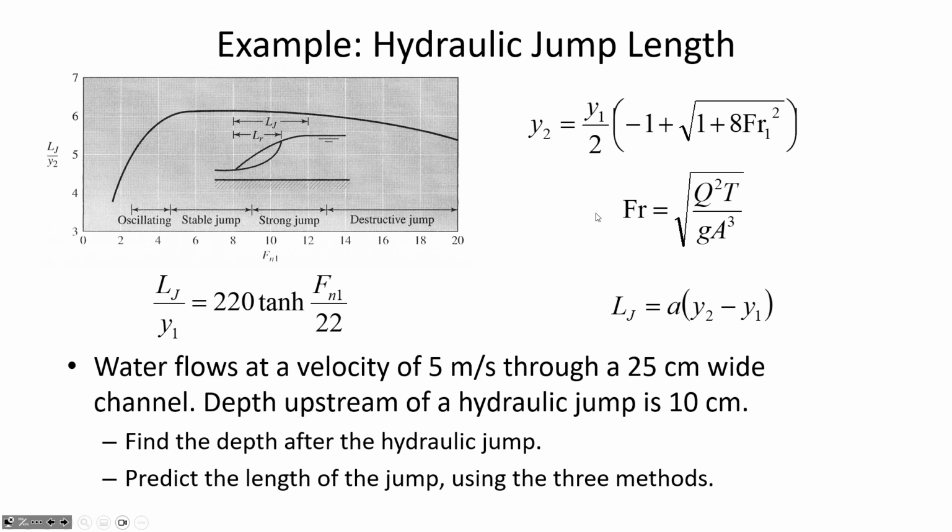So we've got the equation for the Froude number here, and we know the water is flowing at a velocity of 5 meters per second before the jump. And remember that the channel is 25 centimeters wide, so you'll need that for the top width and the cross-sectional area. We're assuming this is a rectangular channel carrying the flow. Let me pause for a second and give you a moment to calculate the downstream depth after the jump and also the Froude number, which we'll then use together. We'll go through all of the jump length calculations together.